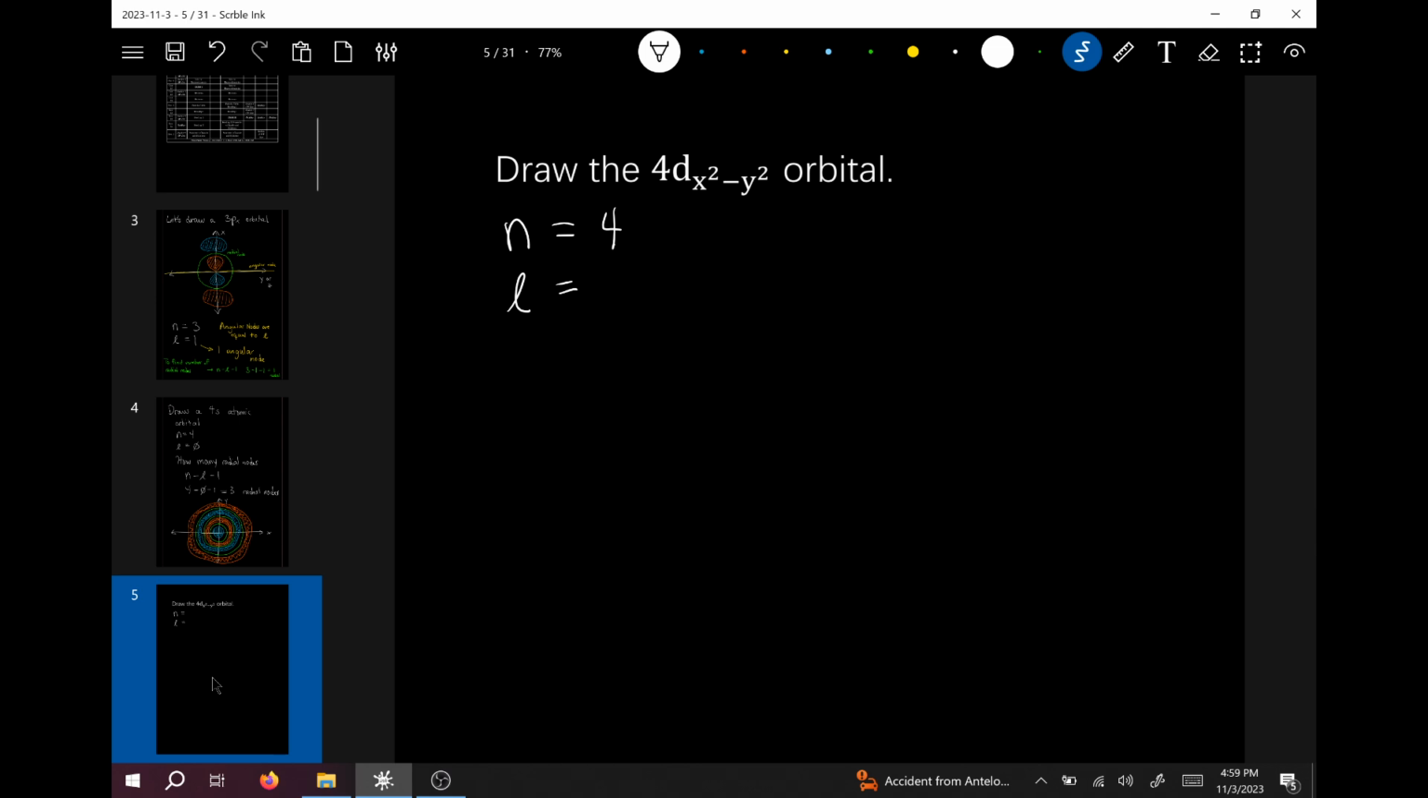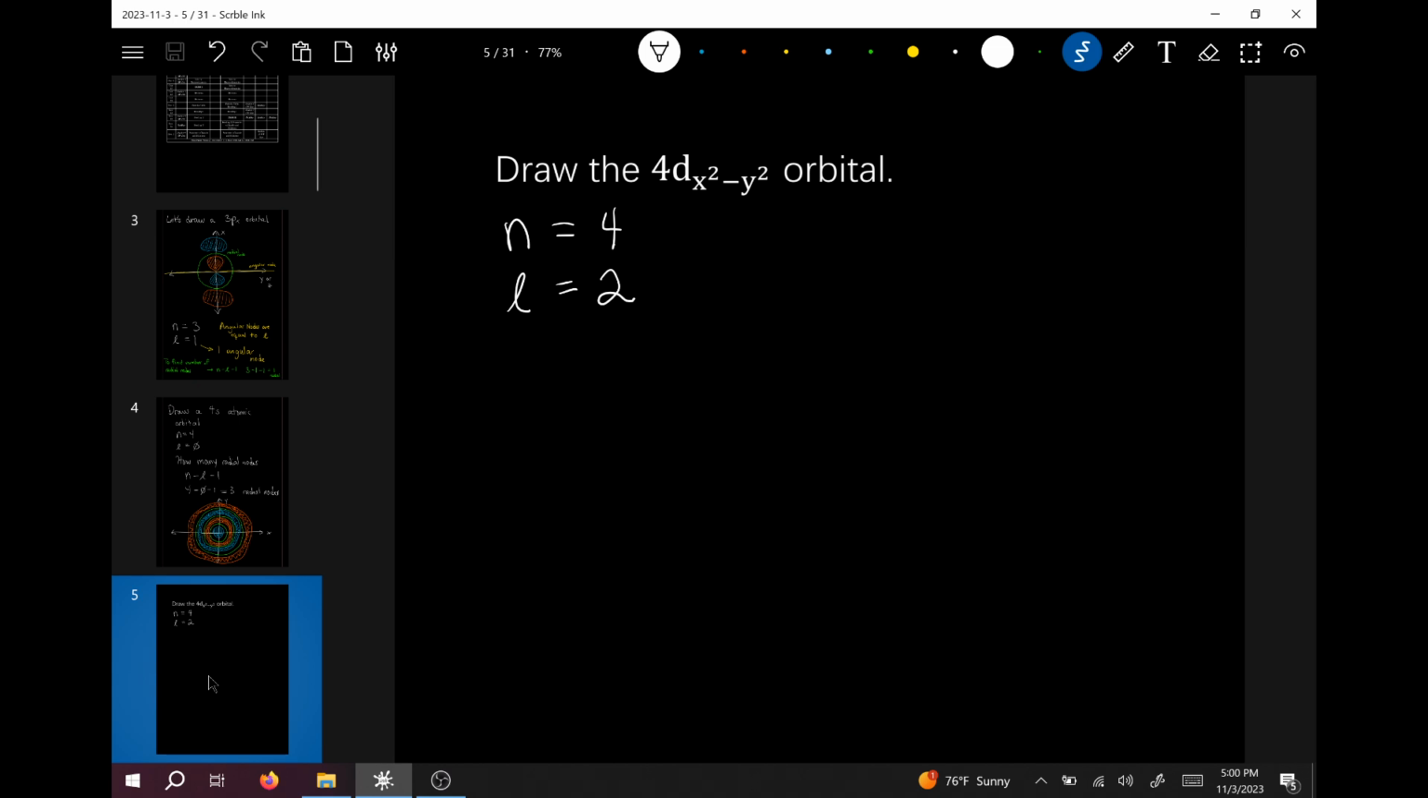And our L value, since we're talking about a d orbital, a d orbital has an L value of 2. And in addition to telling us the shape or the type of orbital that we're supposed to draw, L also gives us information on the number of angular nodes our atomic orbital has. Remember that an s orbital has no angular nodes, a p orbital has 1 angular node, and a d orbital has 2 angular nodes. So we should expect our drawing to have 2 angular nodes for this 4d x squared minus y squared orbital. But we also have to worry about the number of radial nodes.